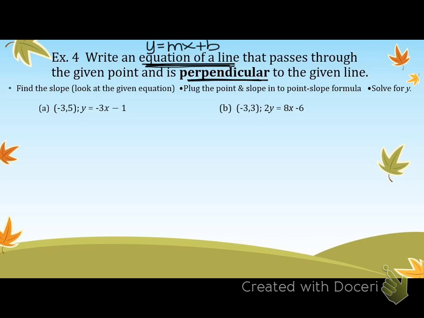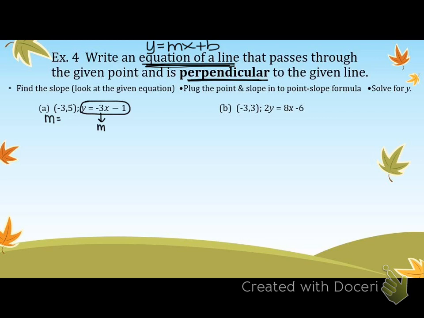So look at letter A. Let's circle the given equation. Is this in the correct form for us to pull the slope out easily? Yes. What is the slope of their line? -3. The slope of their line is -3. Now, our line is supposed to be perpendicular to their line. So, Caleb, what does our slope need to be if theirs is -3?